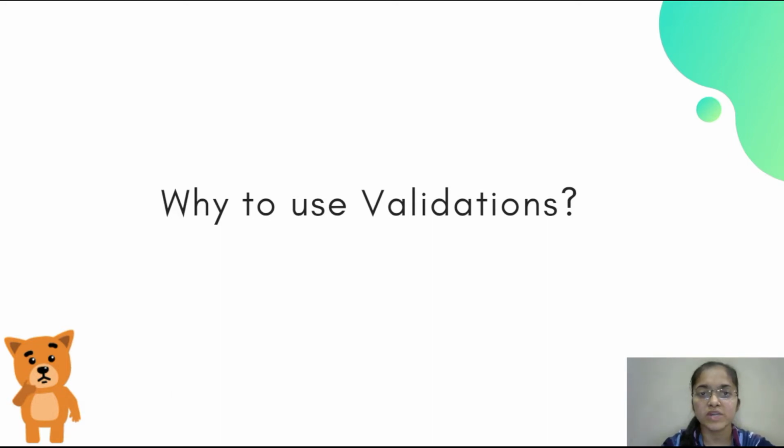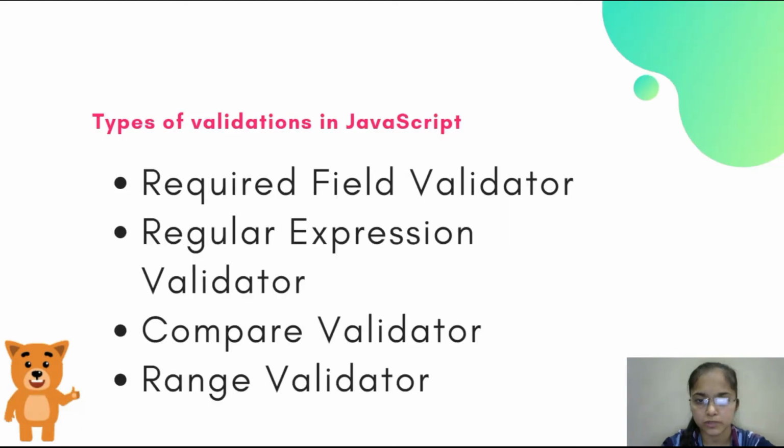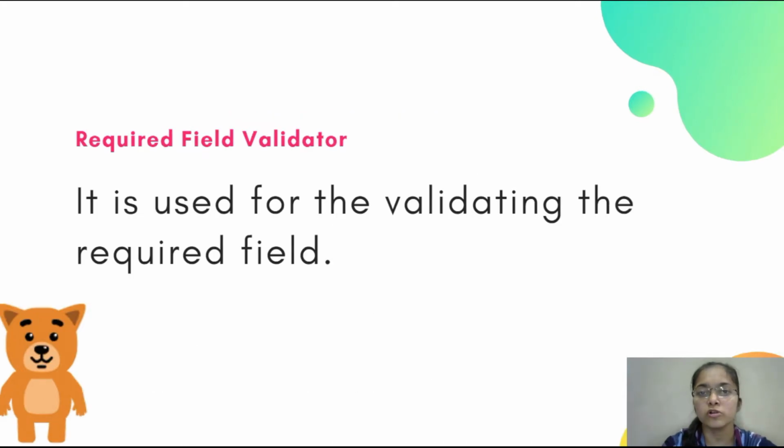So now let's see the basic types of validations that JavaScript supports. JavaScript supports 4 basic types of validations: required field validator, regular expression validator, compare validator, and range validator. Now let's see what each of these validations means. First of all, the required field validator. It is used for validating a required field. As I told you on the last slide, if you want data in a form or website that cannot be empty, at that time the required field validator is used.